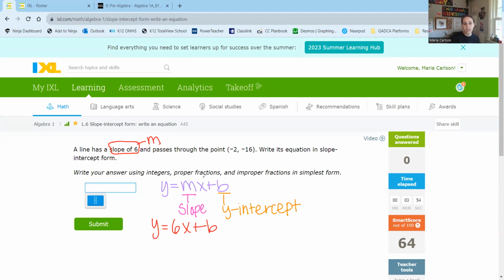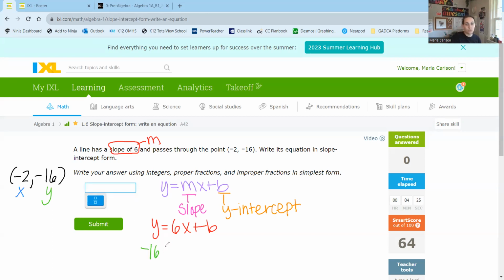Now we are given this point. We are given the point -2, -16. Remember, our points are always going to be written x comma y. So -2 is x and -16 is y. So now I'm going to substitute -2 in where I see x and -16 in where I see y. So where I see y, I'm going to put -16.